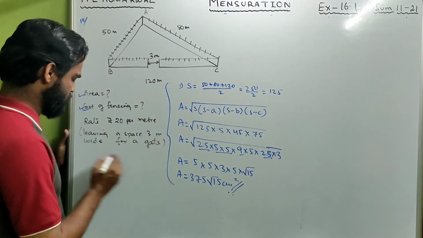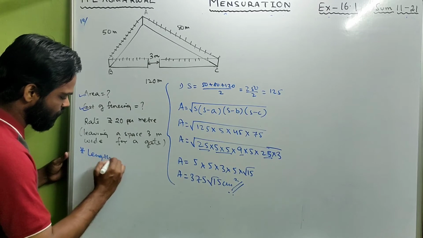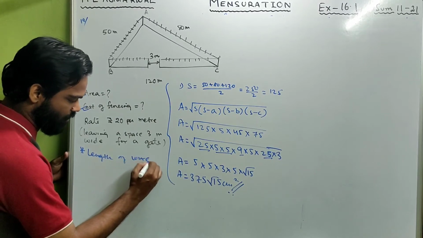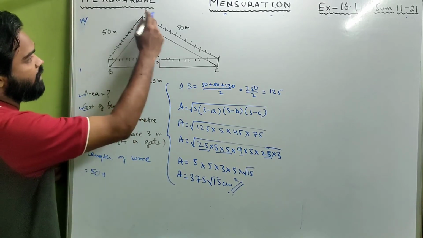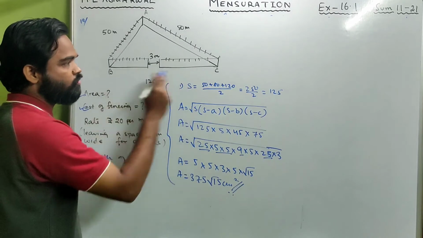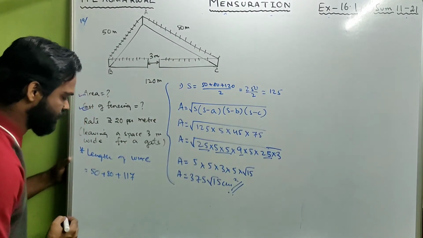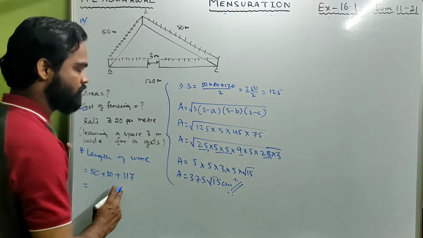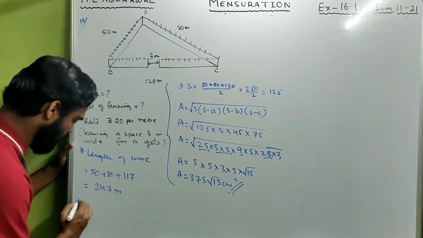The second part also. See, the length of the barbed wire required for fencing will be 50 plus 80 plus 117. Why? Because this was 120, 3 meters left wide, which is 117. Is it clear or not? So this becomes 247 meter.